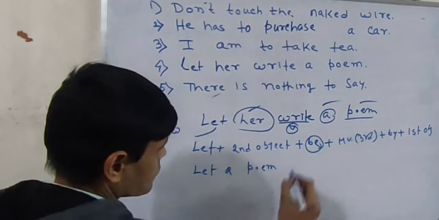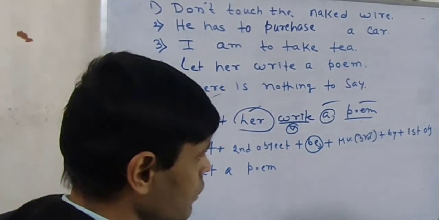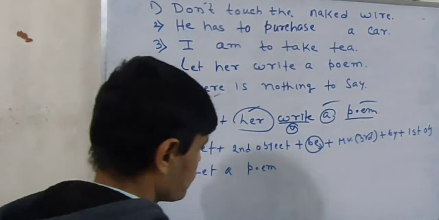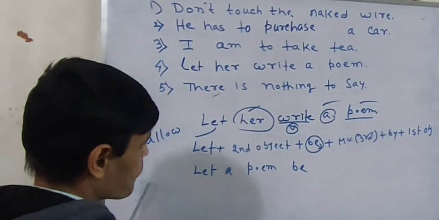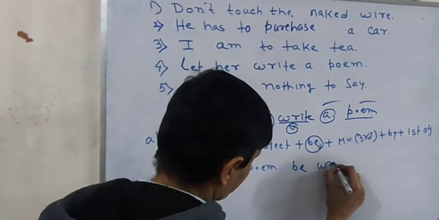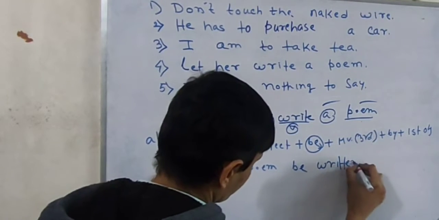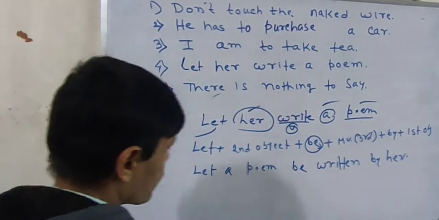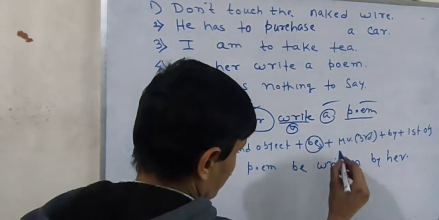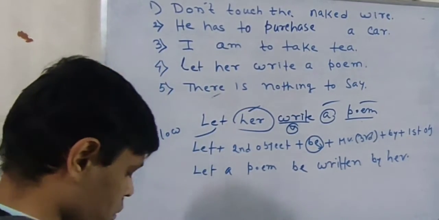Now we will have to use be. It is because of the existence of be that it is called the passive form. Let a poem be written by her. Okay. So this is called the passive form while changing it.